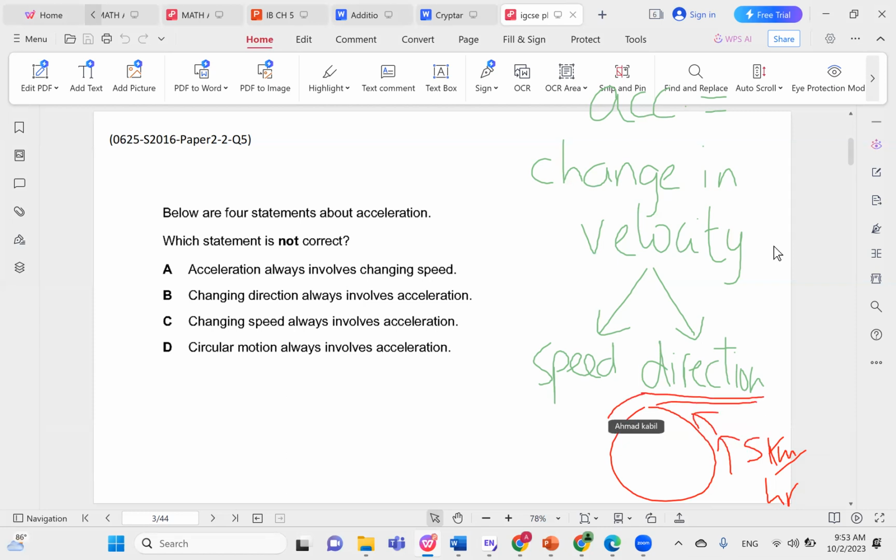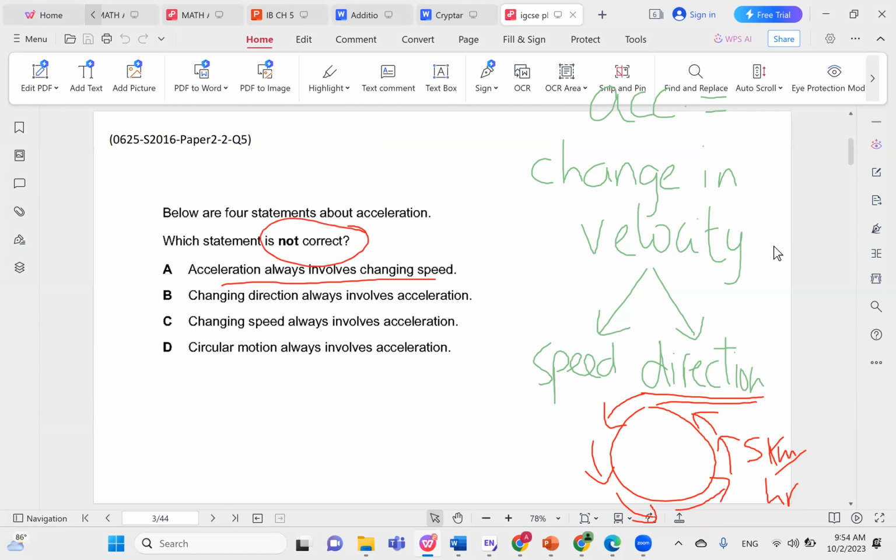Since I'm running around in a circle, my direction at any moment is different from my direction in the previous moment. So even though my speed is constant, since my direction is changing, I can say that my velocity is changing. And if my velocity is changing, then I am accelerating. So this example shows us that we can move at a constant speed and accelerate at the same time. Therefore, the correct choice in this question is choice A. Acceleration always involves changing speed. This is not correct.